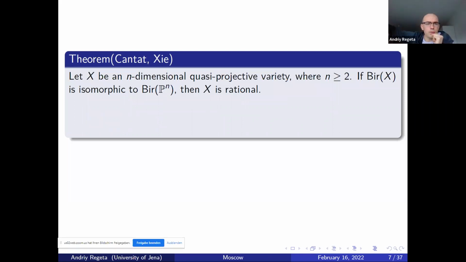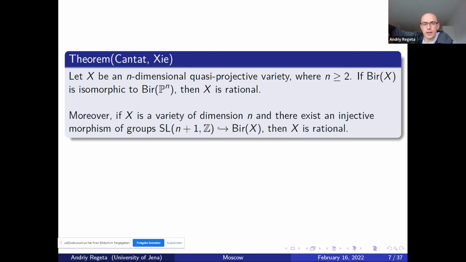Here is a very nice result, which goes back to Sashkanta and Junichi. Let X be an n-dimensional quasi-projective variety, where n is bigger or equal than 2. If Bir(X) is isomorphic to Bir(P^n), then X is rational. And rational means it's birationally equivalent to P^n. So these two guys actually proved much more. They proved that if X is a variety of dimension n, and there exists an injective morphism, so a homomorphism of groups, from SL_{n+1}(Z) into Bir(X), then X is rational.